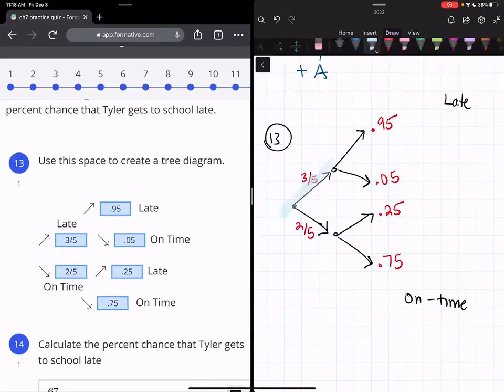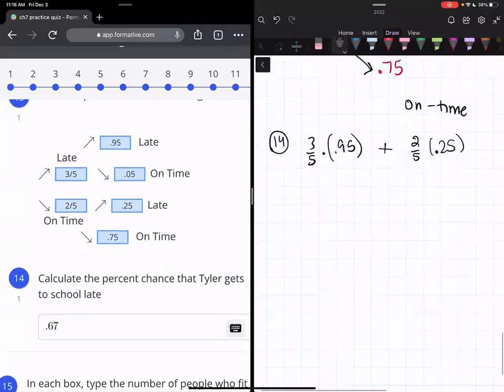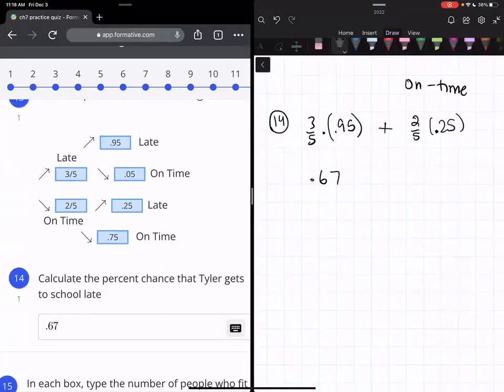Calculate the percent chance that Tyler gets to school late. So we have this option is late. And we also have this option is late. Do we agree? So the top one is really 3/5 times 0.95. And the bottom one is 2/5 times 0.25. And then once you have them both, what should you do with them? Add them. And my answer key says that's 0.767, so hopefully that's true.